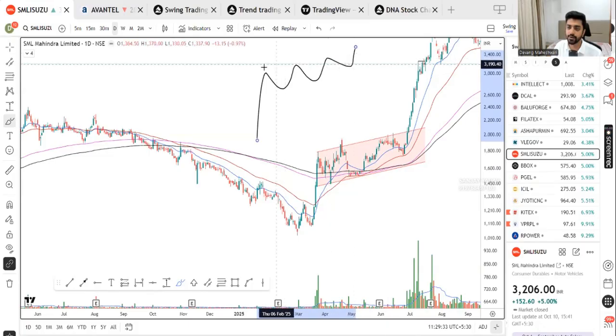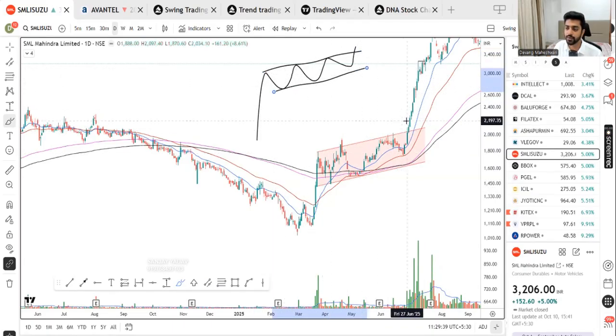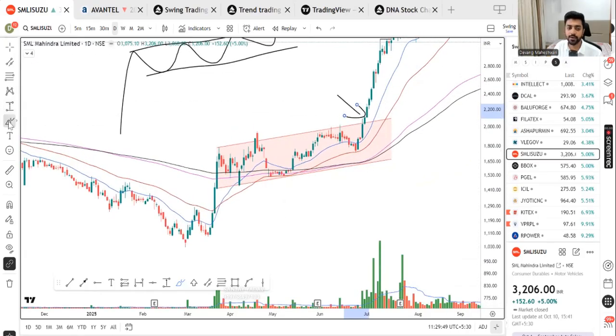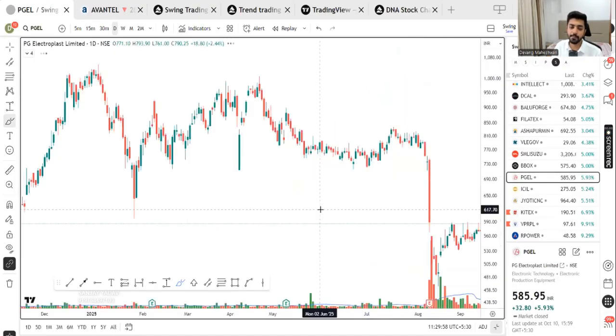Okay, and here you can draw supply and demand, and this is the final breakout of this base. Okay, if you make it like this, if you buy below before that, then it may happen that it simply goes back down if you are not waiting for it. Let's see some more PGEL.